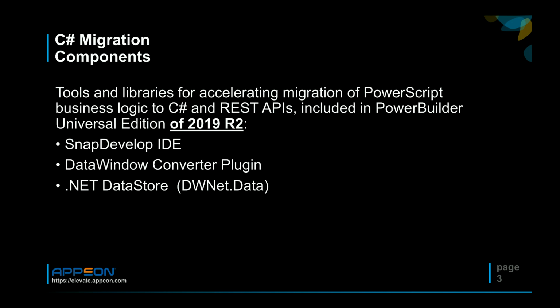Now, the data window converter plugin, just to remind you, also consists of the .NET Data Store, which is a library on NuGet by the name of dwnet.data. Now, the PowerScript Migrator plugin is going to be leveraging the Snap Develop IDE and the .NET Data Store and the data window converter plugin. And the PowerScript Migrator will be reading your PowerScript function by function and generating as best practice as it can the C# corresponding to that.